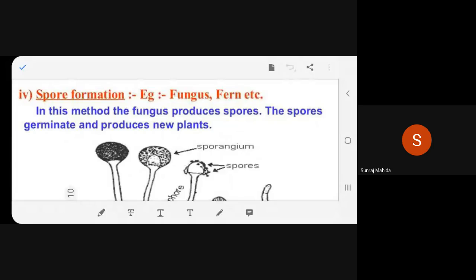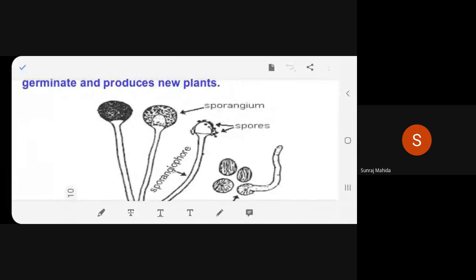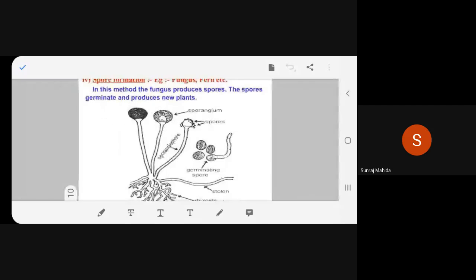Spore formation. Example: fungus, fern, etc. In this method, the fungus produces spores. The spores germinate and produce new plants. You understand this? The fungus that you get on bread, remember the Mucor fungus, that blue color fungus? This is what you get.